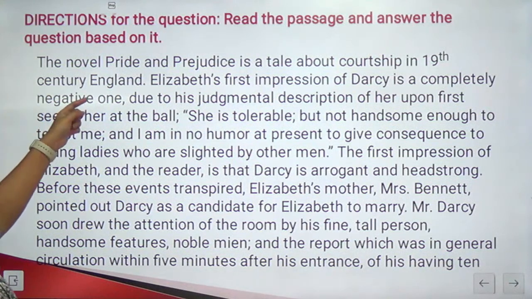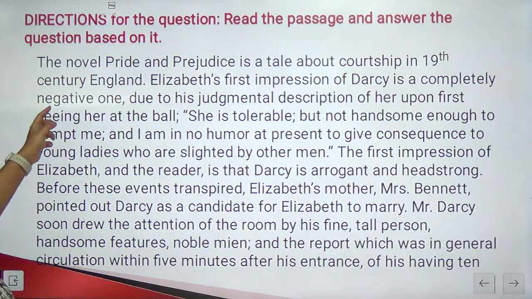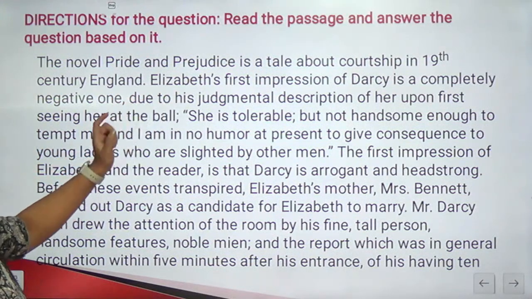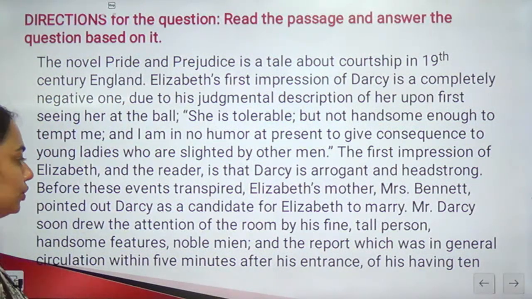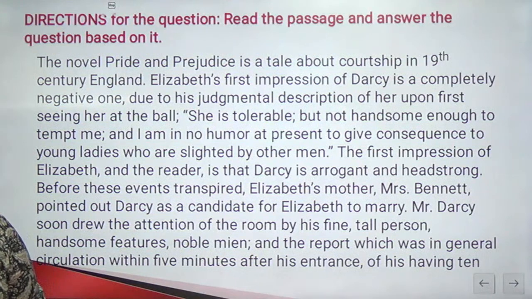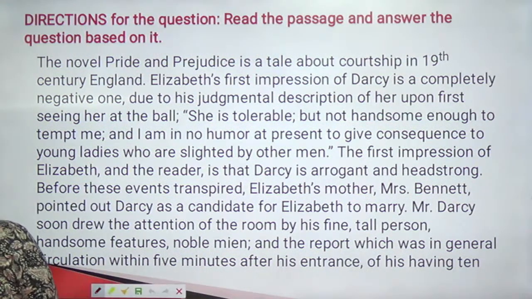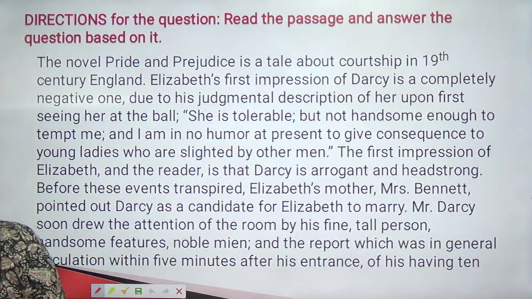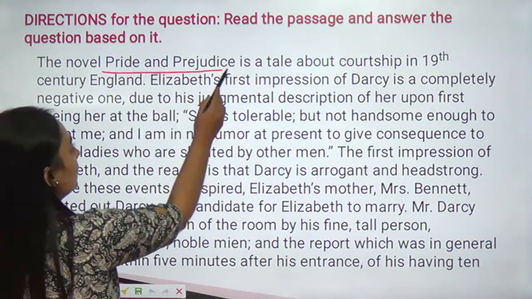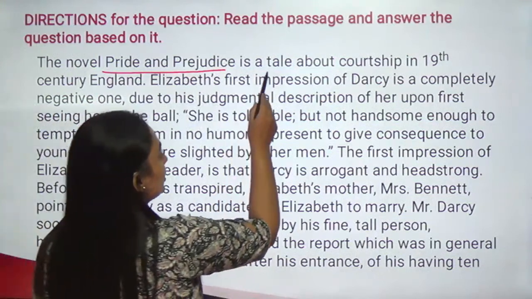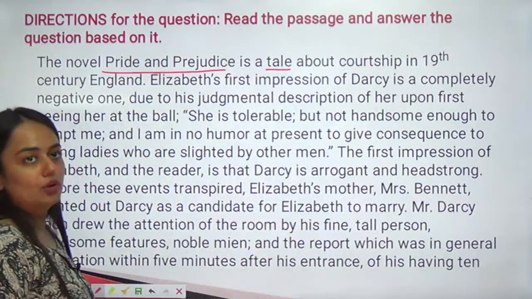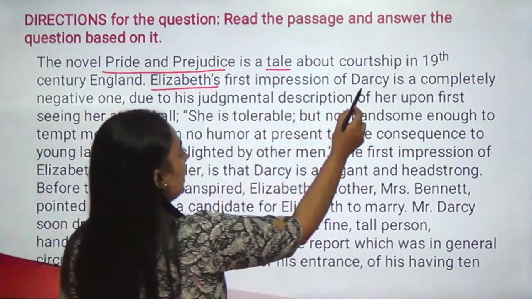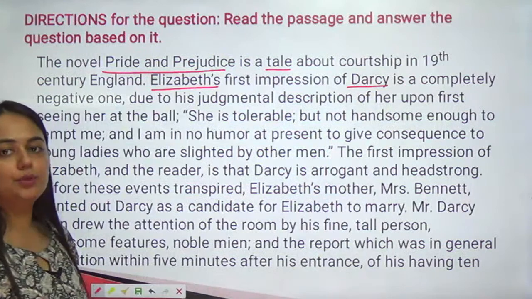The novel Pride and Prejudice is a tale about courtship in 19th century England. Elizabeth's first impression of Darcy. So you are introduced to a lot of things. How should your mind work while you are reading a passage? Okay, he has simply mentioned a novel first of all. Then he goes on to say it's a tale. It can be more or less narrative type. And then he has introduced you to these two characters and what kind of first impression they had of each other.